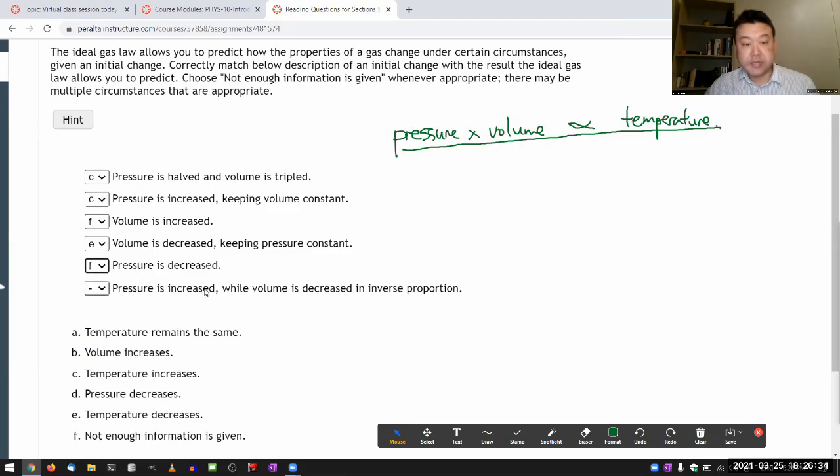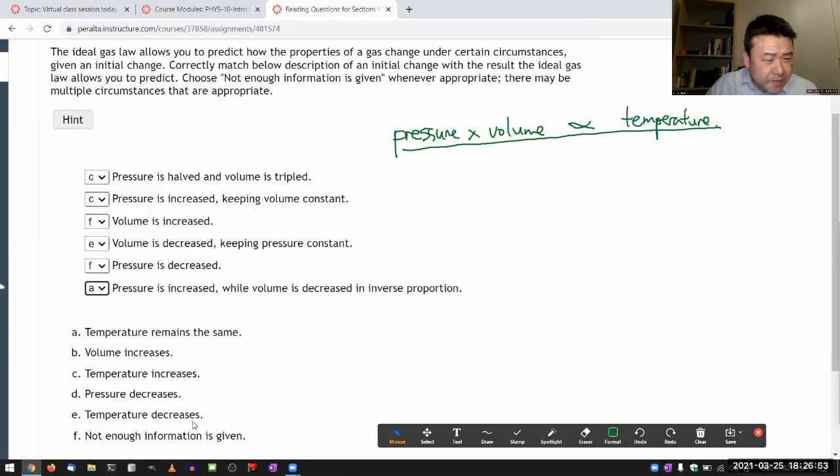Pressure is increased while volume is decreased in inverse proportion. Oh, I think what it means is when you multiply them together, the product is not changing. So temperature remains the same. A.